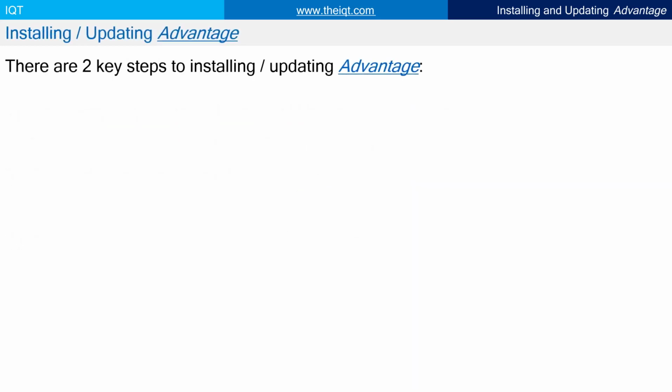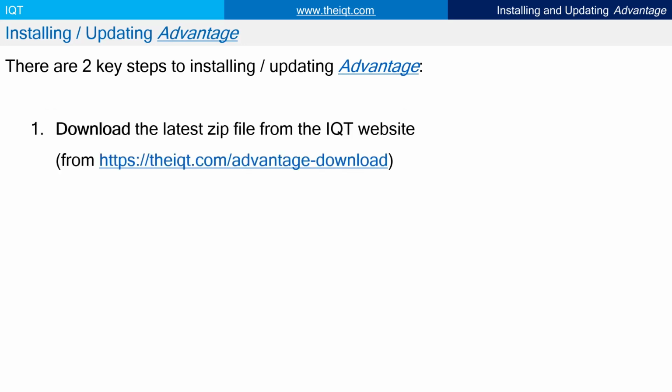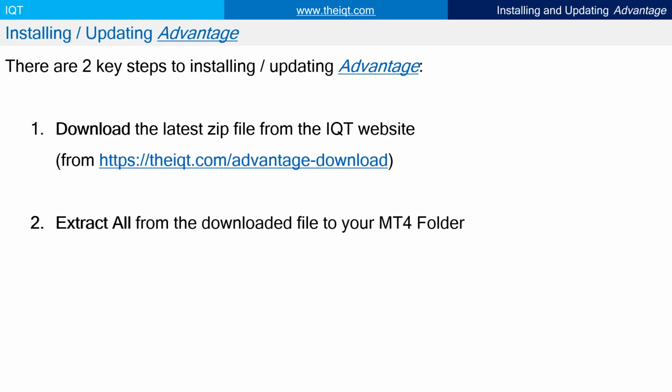There are two key steps to installing or updating Advantage. 1. Download the latest zip file from the IQT website from https://theiqt.com/advantage-download. 2. Extract all from the downloaded file to your MT4 folder.